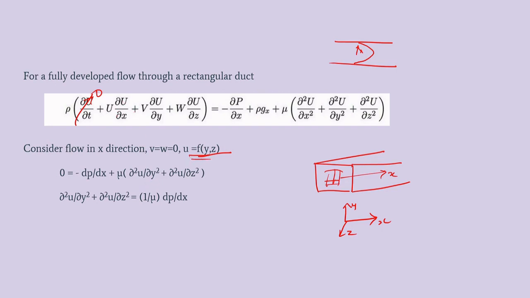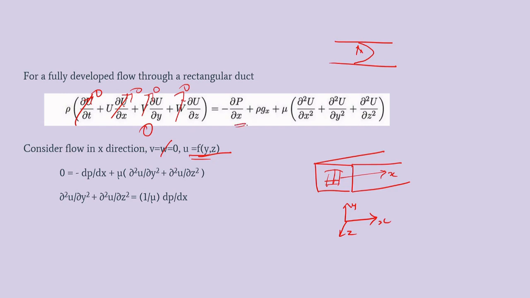So here dou u by dou x: when it doesn't have any x dependence, it is constant with respect to x, so this term becomes 0. And again, here we are only considering axial flow, only flow in one direction. So there won't be any v velocity and w velocity. So this becomes 0, this becomes 0. So the entire left hand side becomes 0.